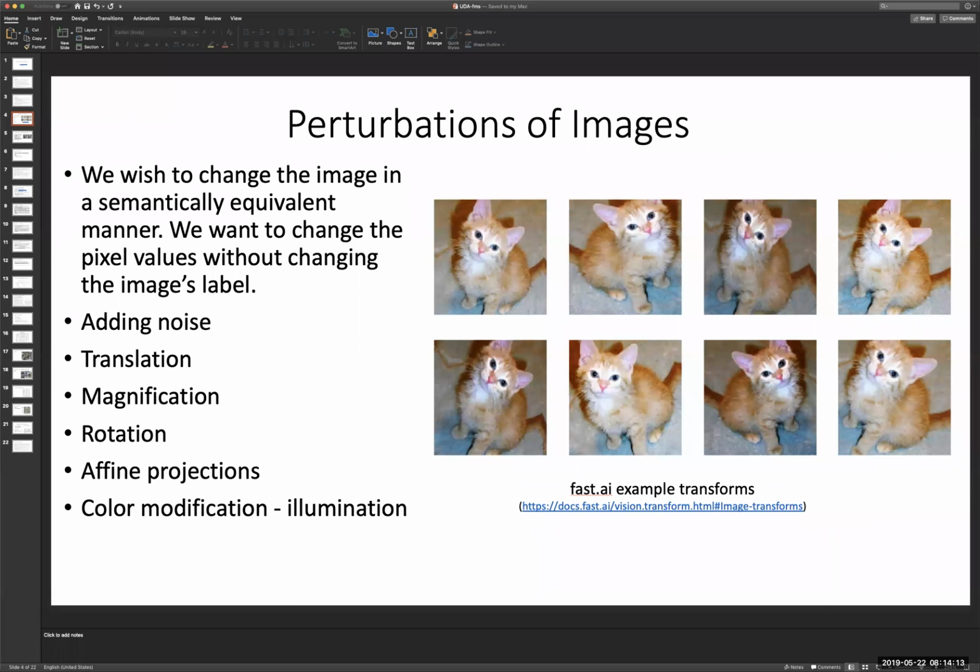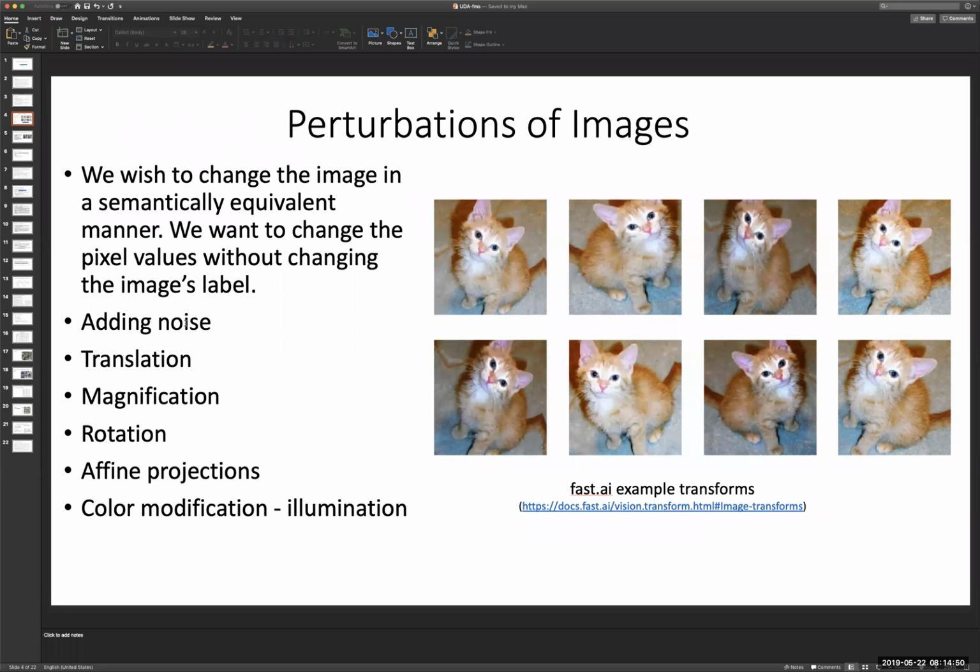So here is a list of things that you might do to perturb an image. You can add noise, you can translate it, so you can shift the viewpoint within the image. You can magnify, so you can zoom in or out. You can rotate the image, and like an affine projection, so you can look at the image from an off-angle perspective. And then color modifications. You can change, for example, the illumination of the image.